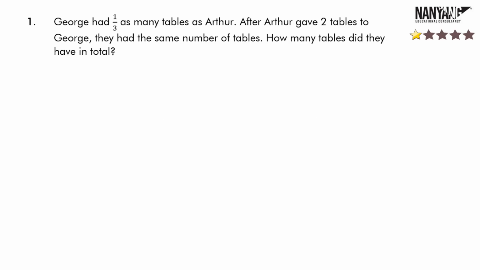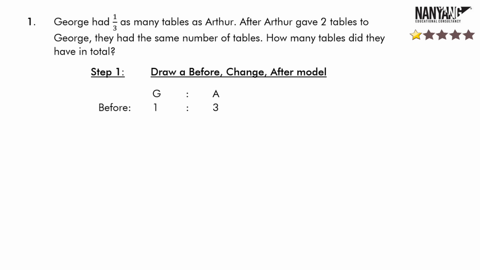So George had 1/3 as many tables as Arthur. After Arthur gave 2 tables to George, they had the same number of tables. How many tables did they have in total? So our first step will be to draw a before change after model. So George and Arthur's ratio, we shall write down before 1:3.